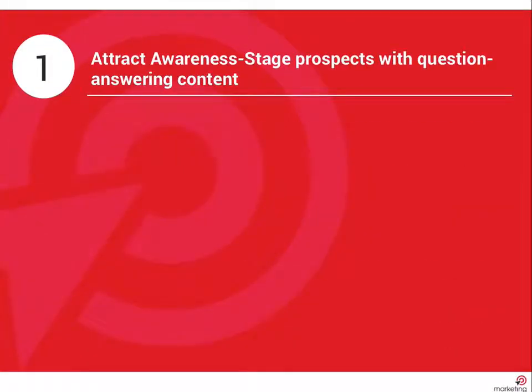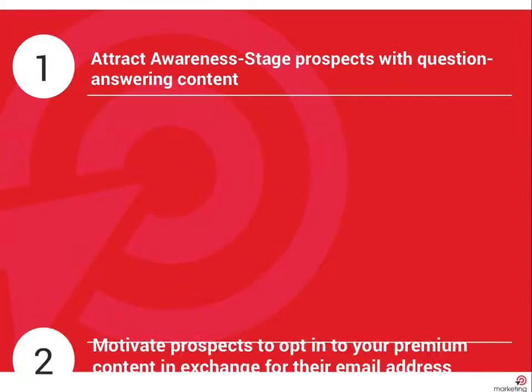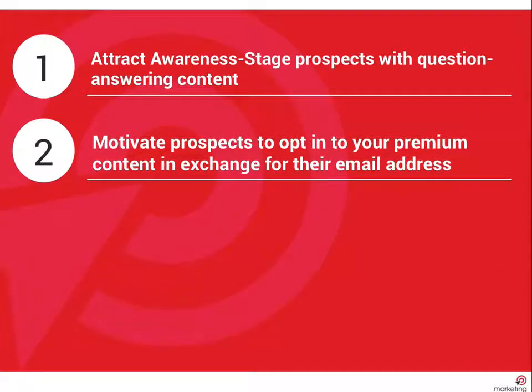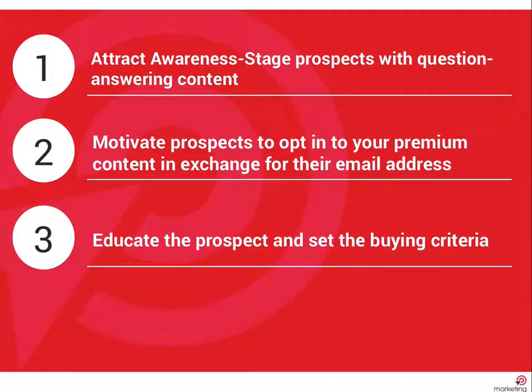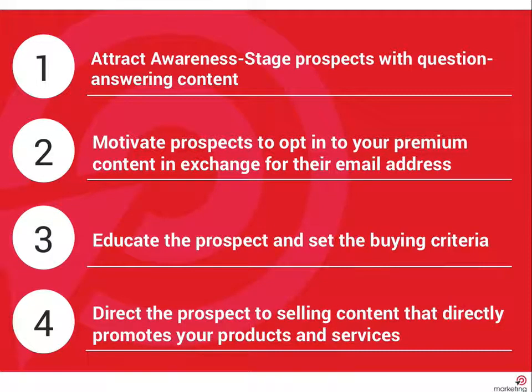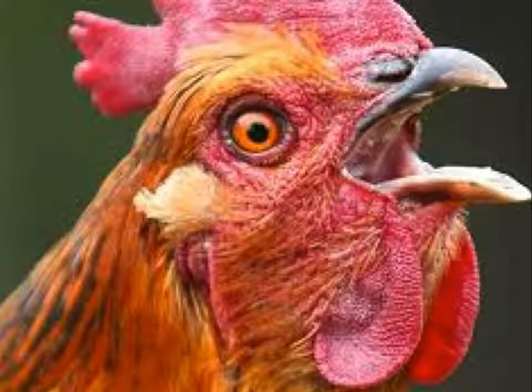So to recap on the strategy so far, step 1 is to attract early awareness stage prospects with question-answering content that you make freely available on your blog. Step 2 is to motivate interested prospects to opt into your email list using a premium content offer as bait. In step 3, you educate the prospect and set the buying criteria. And in step 4, you direct the prospect to selling content that promotes your products and services based on the buying criteria that you've already set. It's a little bit like the stage hypnotist who suggests to their subject that when they see a certain object, they'll start dancing and clucking like a chicken. And sure enough, when that object appears, off they go.